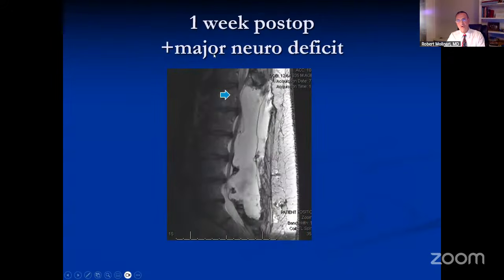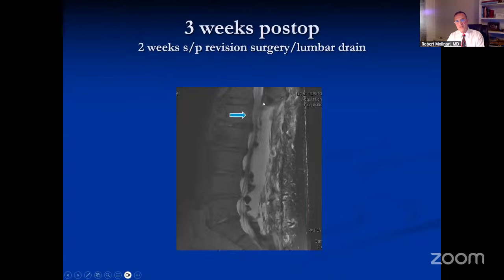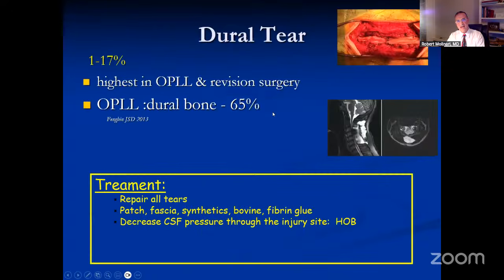And what happened? A week later, the patient developed a major neurologic deficit with a pseudomeningocele. And you can see here, this is the CSF pinching the dura right here and pinching the conus. So we rushed the patient back to surgery, decompressed the spine, took out all the CSF, repaired the dura again, put another patch graft in.